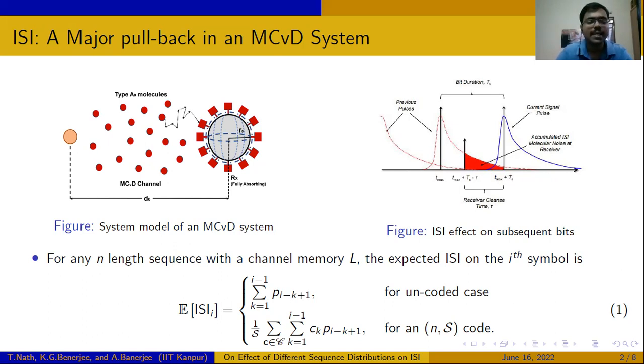Now for any n-length sequence with a channel memory L, the expected ISI of the ith symbol can be given by equation 1, for both the uncoded case and an NS code. The expected ISI for an NS code is dependent on two parameters. First one is P_{i-k+1}, that is the absorption probability of a molecule in the (i-k)th interval. And another one is the sequence distribution, that is C_k.